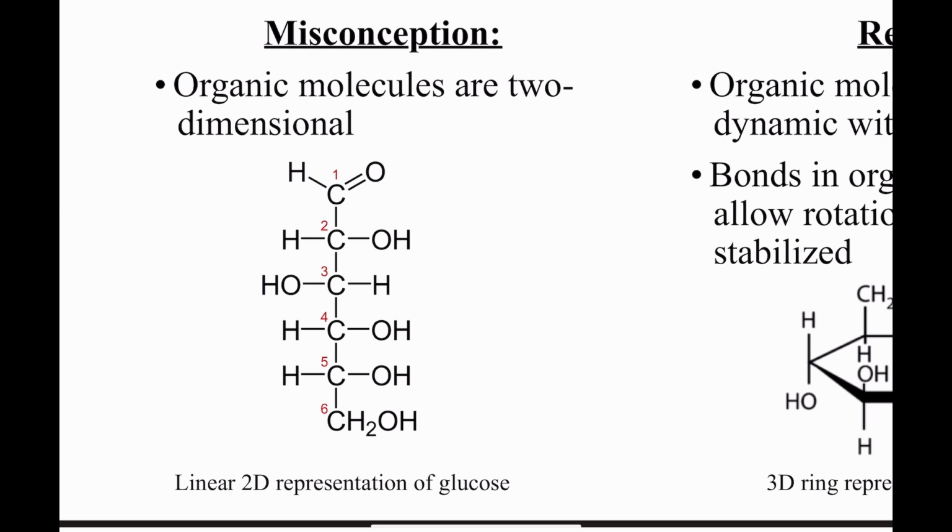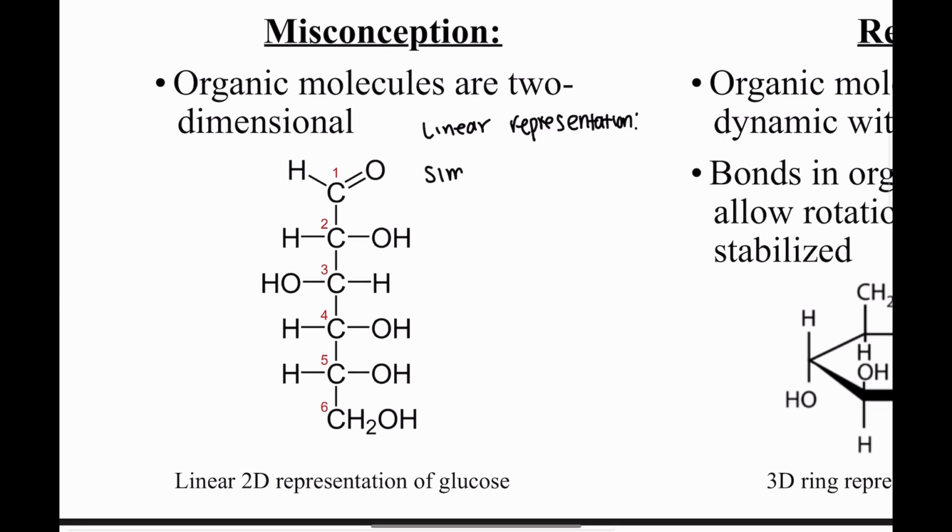So a linear representation strips down the complexities of molecules and is only going to show the essential components, such as its bonds and atoms. So a linear representation simplifies our molecules.